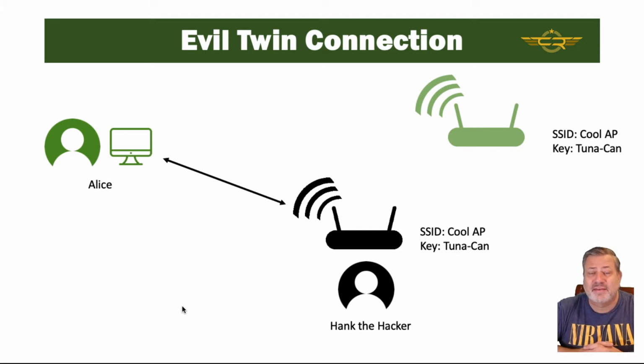And in this case, this is Hank's access point. And you see he set it up with the exact same SSID of cool AP. And in this case, even the same key as Tunican. It would be really hard for Alice to know that she was not connected to the actual network. In this case, when Alice sends her information, it goes across Hank's evil access point, and he's able to do what he wants with the traffic. He could route that traffic then onto the internet, or he could even route it back onto the authorized network at your organization. So definitely something you need to look out for.